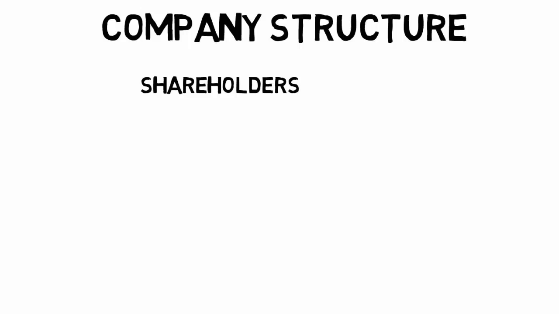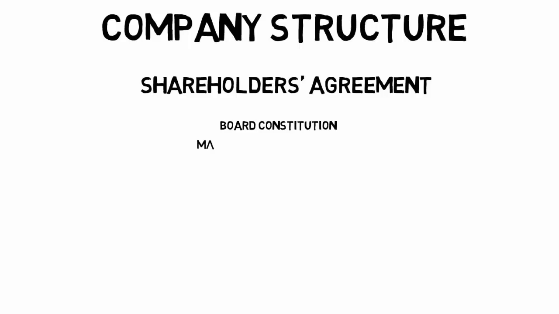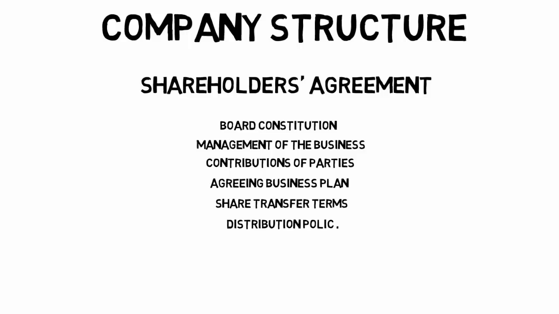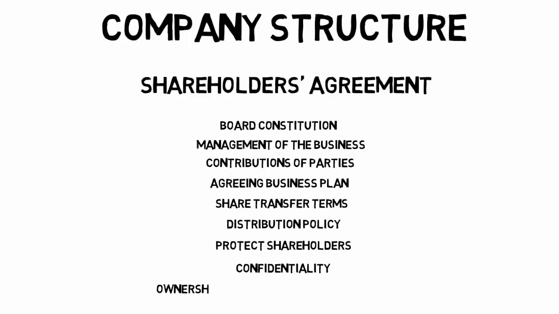A shareholders' agreement can provide for and deal with other important issues, including the board constitution and control and management of the business, the contribution of each party and how those contributions may be applied, agreeing and amending a business plan, terms on which shares can be transferred, distribution policy, reserved matters to protect any minority shareholders, confidentiality and restrictive covenants, ownership of intellectual property rights.